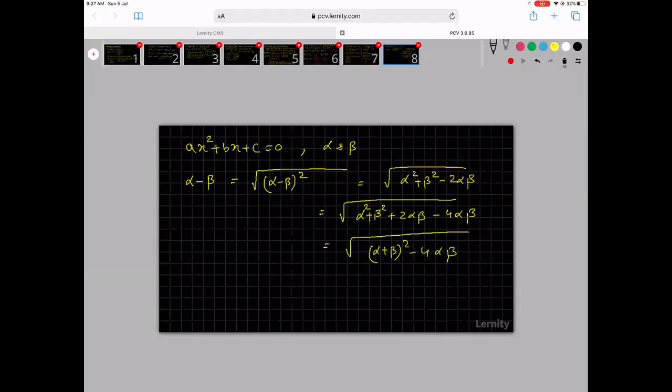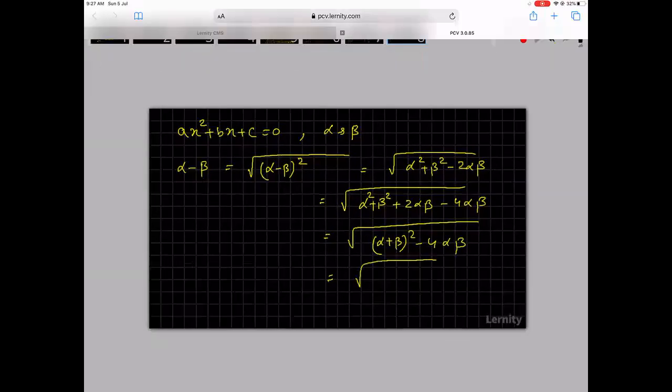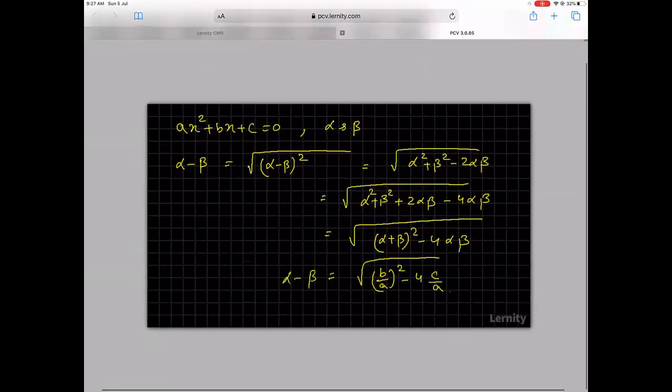So now I know alpha plus beta the whole square. What is that equal to? B by A. So this is equal to root over of B by A the whole square minus 4 times C by A. So what is this? This is equal to alpha minus beta. Now alpha squared minus beta squared is nothing but the sum of roots.